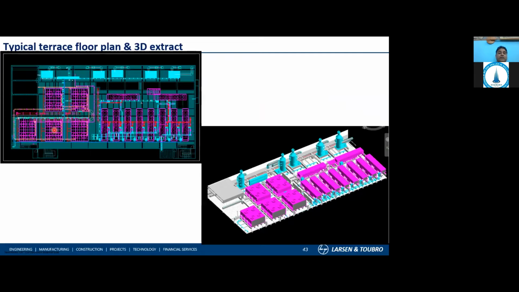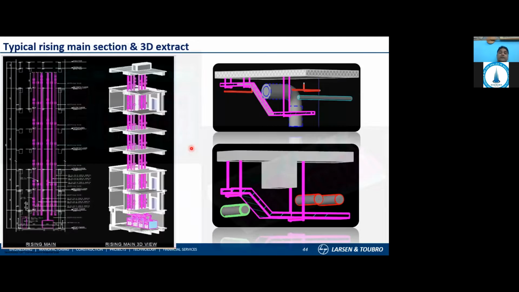This is a typical terrace plan, where in any building you can see the chillers, the cooling tower, and the scrubbers that we keep. So the terrace is also one area where there is extensive coordination among all the disciplines with the architect and structure. We need to have an agreement on each and every place, because you need to have proper maintenance access for each and every equipment. At the same time, it has to be properly coordinated.